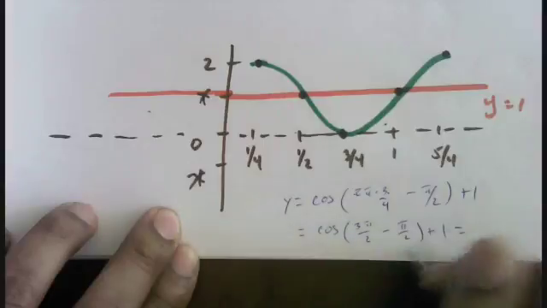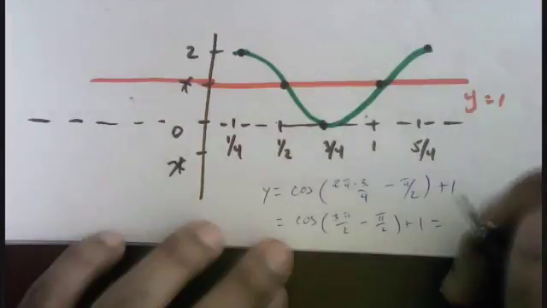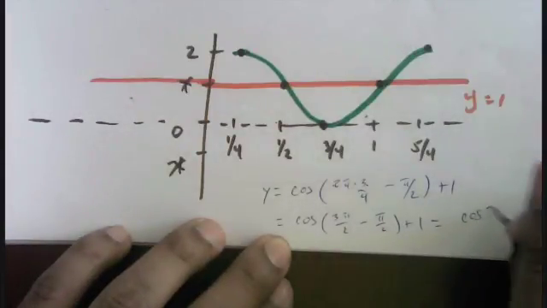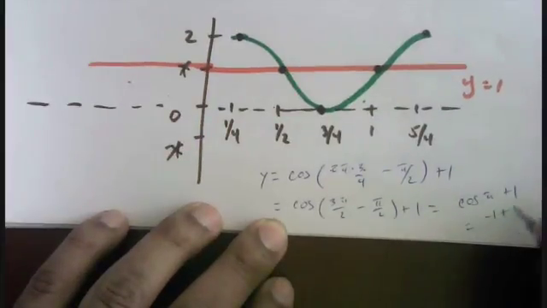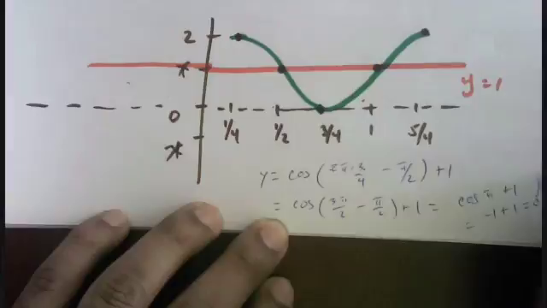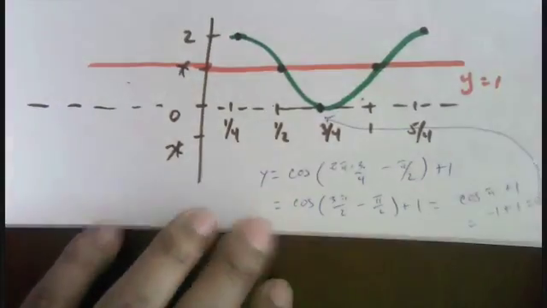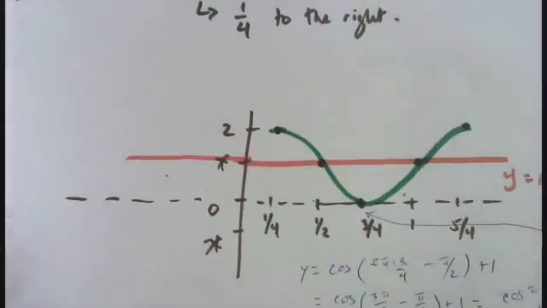Cosine of 3 pi over 2 minus pi over 2, that's going to be cosine of pi. Cosine of pi is a negative 1. A negative 1 plus 1 equals 0, and I do have indeed a point 3/4, comma 0. This green graph is correct.